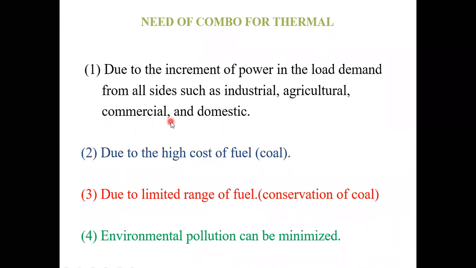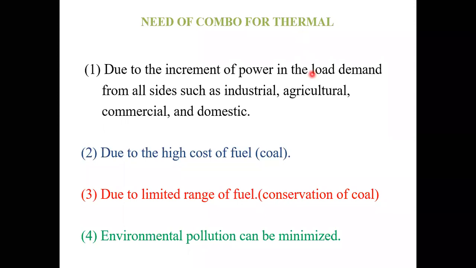So what are the points? The first one is when the demand increases, the thermal power plant alone can't meet your limit. That is our first point. The second one is that when you are considering the thermal power plant, the fuel cost is more and more. And the third one is that due to the conservation of coal, we have to take one more source along with the thermal power plant. And the last most important thing is we need to minimize the pollution. So by considering all these 4 points, we have concluded that it is better to take one more source along with the thermal. So this is the conclusion from this slide.